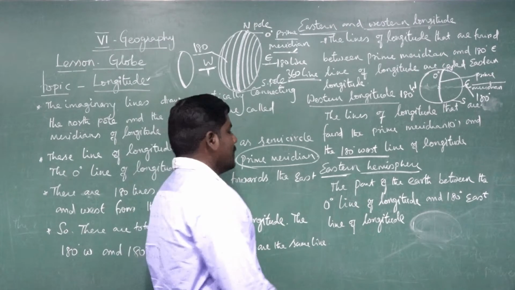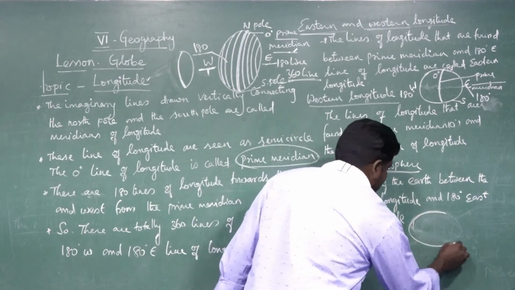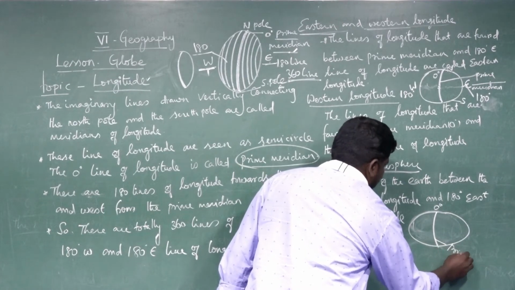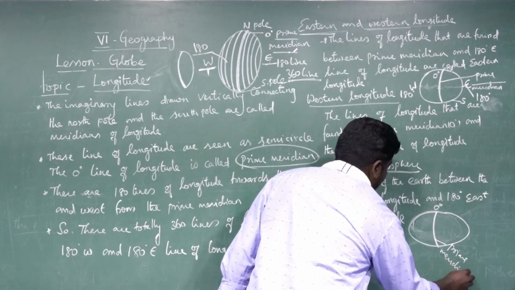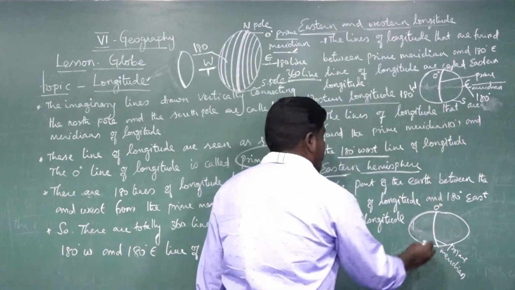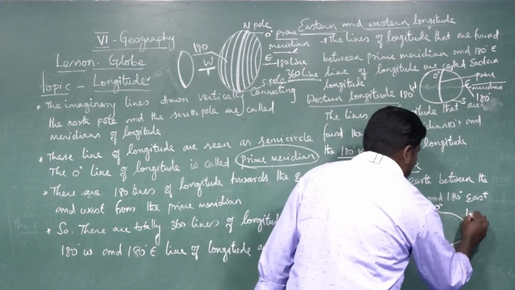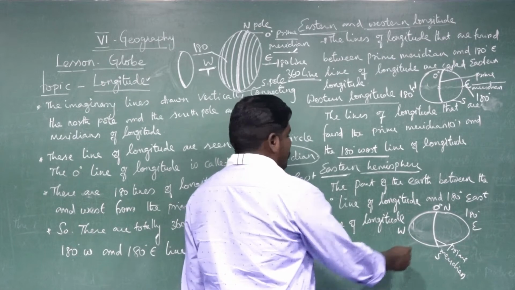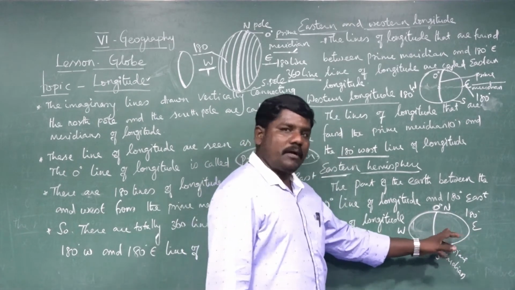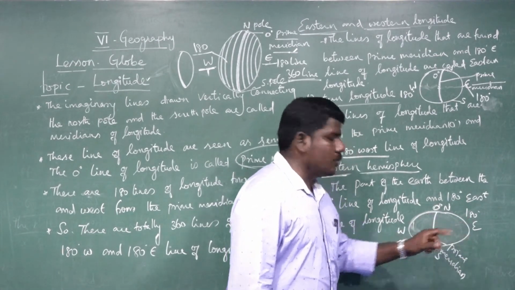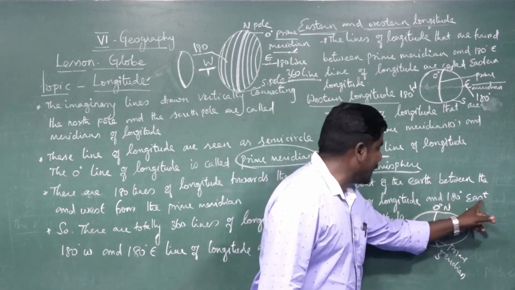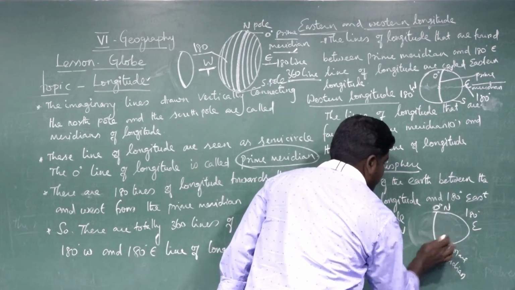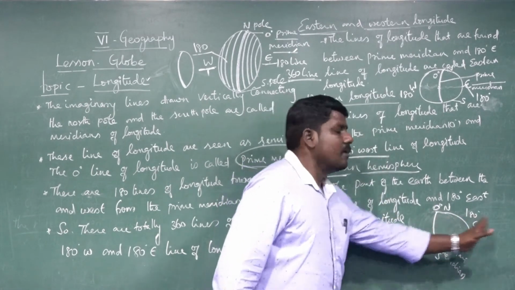Next, the eastern and western hemispheres. The part of the earth between the 0 degree line, the prime meridian, and 180 degrees east is called the eastern hemisphere. Hemi means semi.